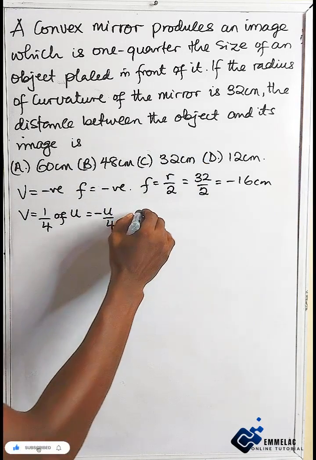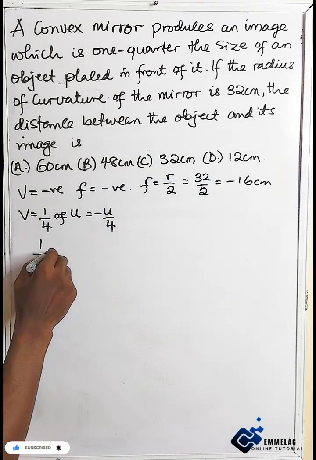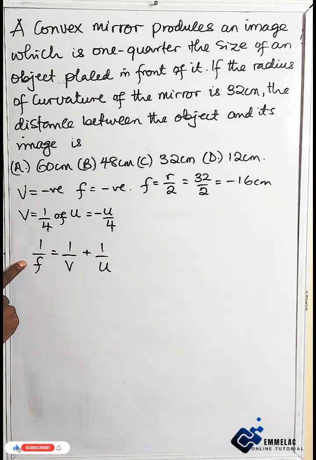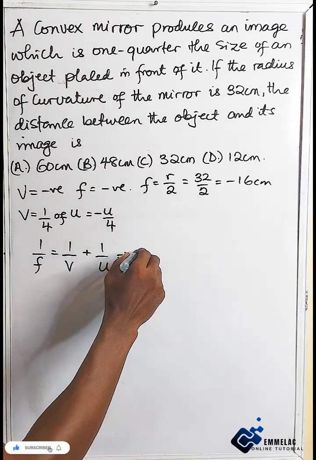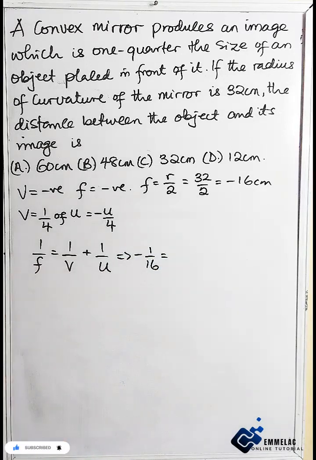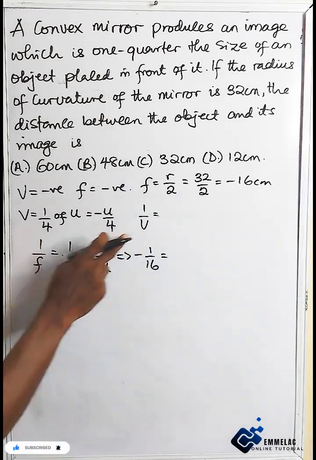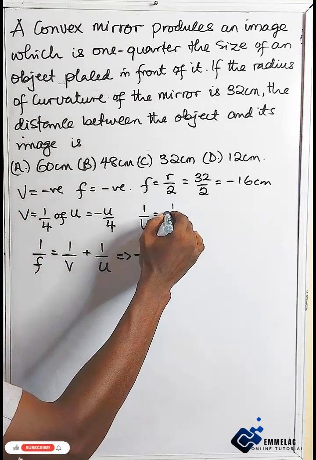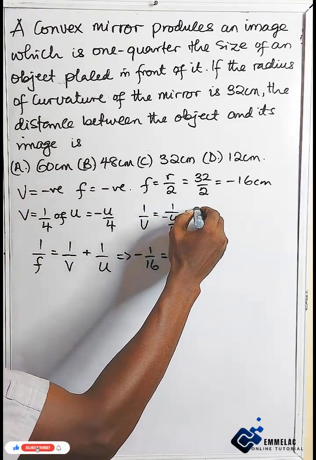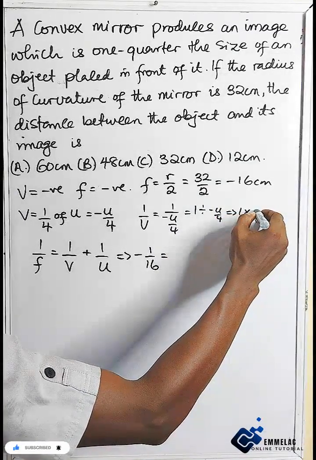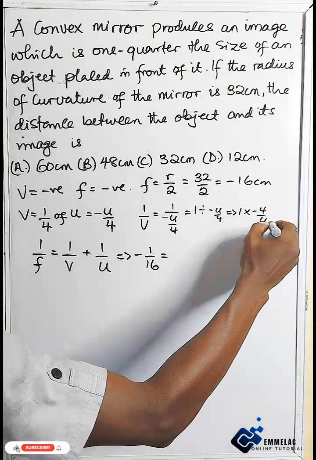Let's start from the mirror formula: 1 over v plus 1 over u equals 1 over f, and f here is negative 1 over 16. Let me just solve it here. 1 over v, and our v is negative u over 4. That will be 1 over negative u over 4, which implies 1 divided by negative u over 4, which gives us 1 times negative 4 over u.